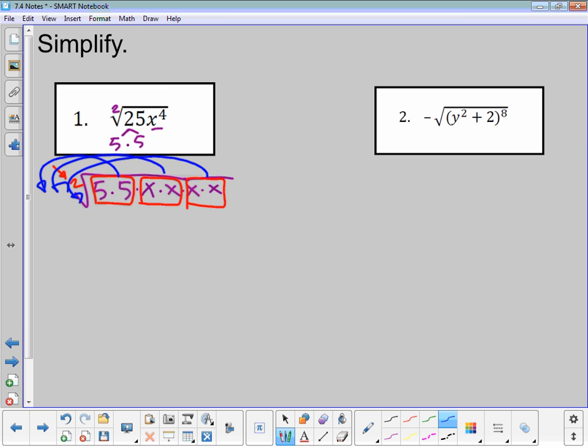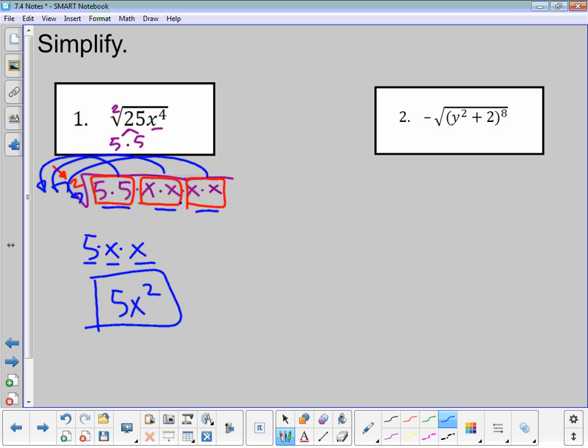The square root of 25 is going to be 5. The square root of 2 x's is going to give me an x, and the square root of another pair of x's is going to give me an x. So every 2 underneath made 1 outside. 2 underneath, 1 outside, 2 underneath, 1 outside. So I end up with 5x squared. Okay, now most of us are very familiar with finding the square root of numbers, but it's when we get into other roots that it's a little different.